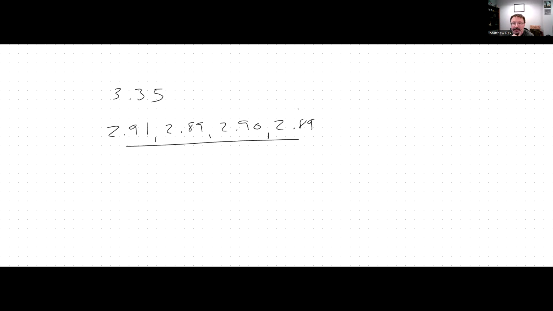So I would say that this has a high level of precision because of that, but they're still all relatively far away from the actual height of the ceiling. They're not super close to the true value, so I would call this not accurate. All right.